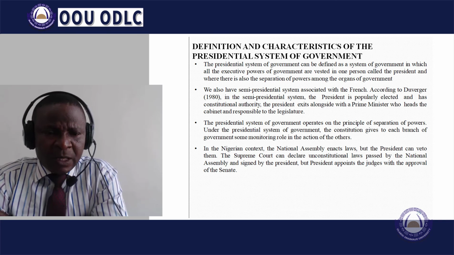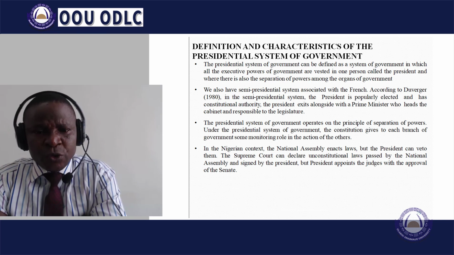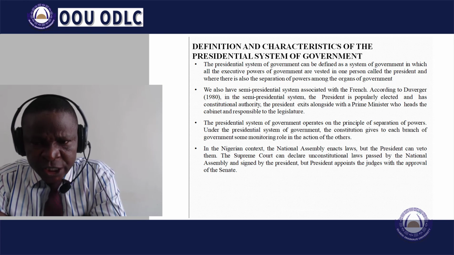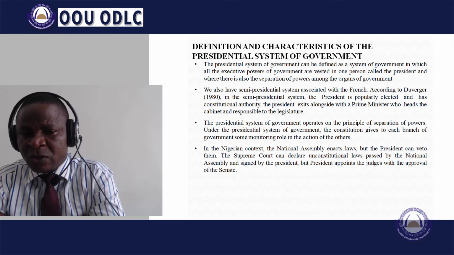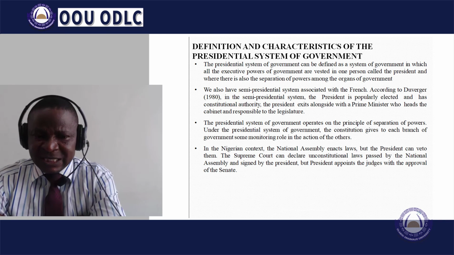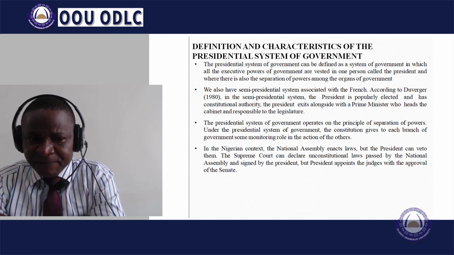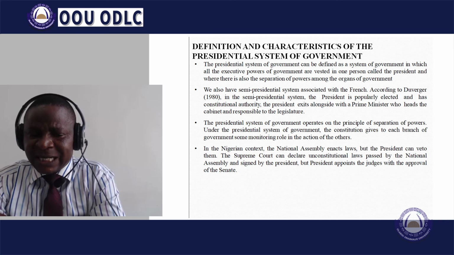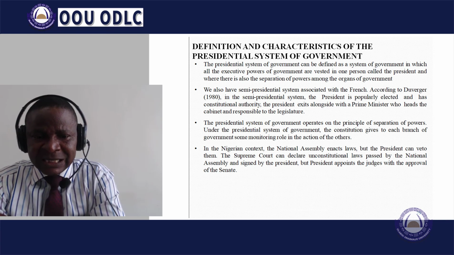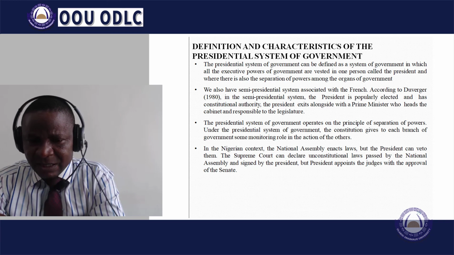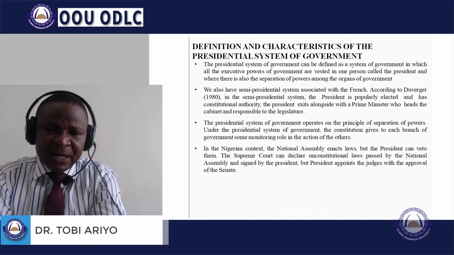As noted earlier, the presidential system of government operates on the principle of separation of powers. The Constitution gives to each branch of government some monitoring role in the actions of the others. In the Nigerian context, the National Assembly enacts laws, but the president can veto them. The Supreme Court can declare unconstitutional laws passed by the National Assembly and signed by the president. The president appoints the judges with the approval of the Senate.